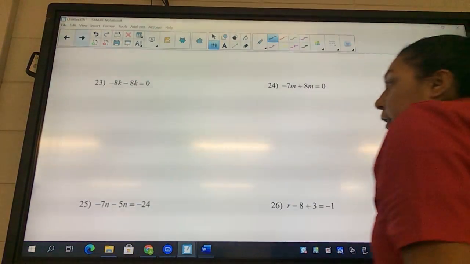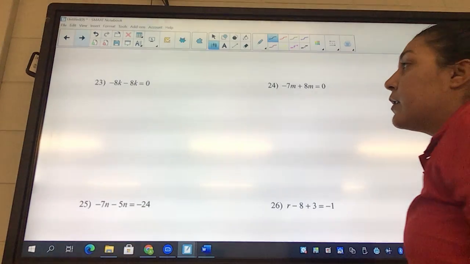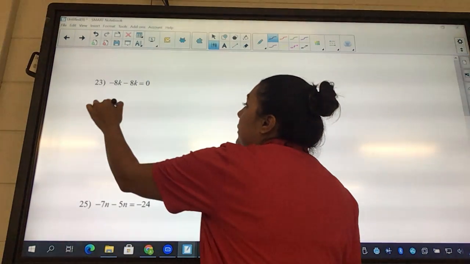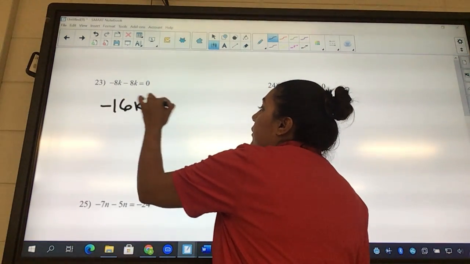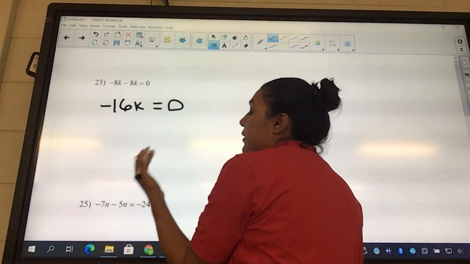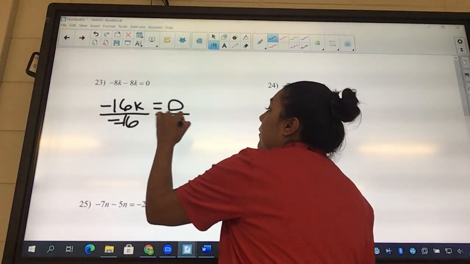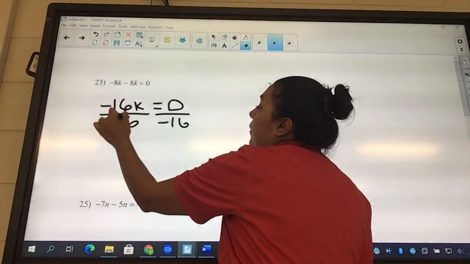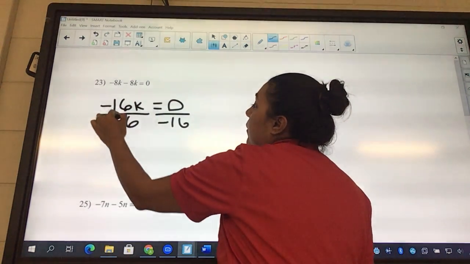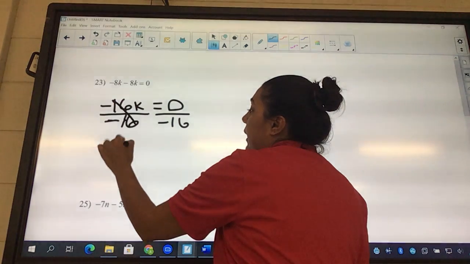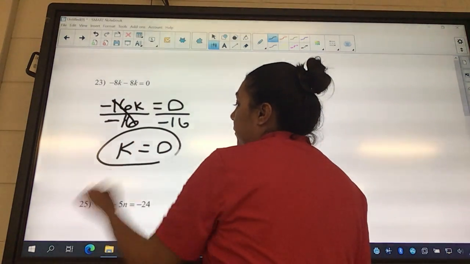Okay, 23, you're gonna combine like terms. And so for this, you're gonna get negative 16k equals 0. Okay, there is no kid, so we can just go ahead and divide. Okay, so I got k is gonna equal 0.